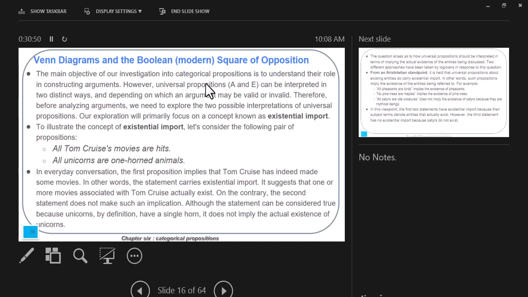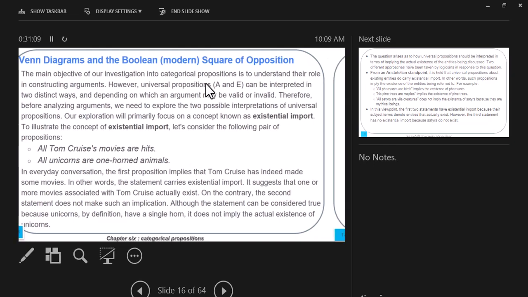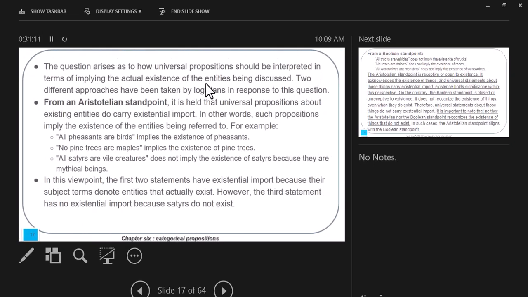On the other hand, the second one, which is all unicorns are one-horned animals, does not make such an implication. Although the statement can be considered true because unicorns by definition have a single horn, it does not imply actual existence of unicorns. It's an imaginary entity. It is not about something which really exists, right? So the question arises as to how universal propositions should be interpreted in terms of implying the actual existence of entities being discussed. Two different approaches have been taken by logicians to respond to this question.